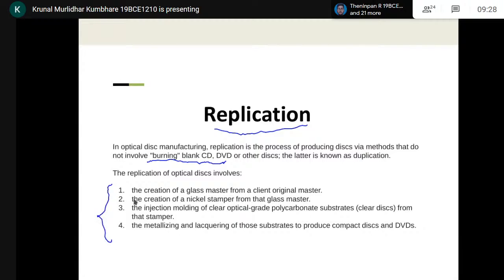Explaining these 4 steps. First step is creation of glass master from the original master. Next step, creation of nickel stamper from the glass master. Next step is injection molding of polycarbonate substrate from a stamper. And the 4th step is metallizing and lacquering the substrate to give rise to CD-DVD. That is, we add all the layers in the 4th step.